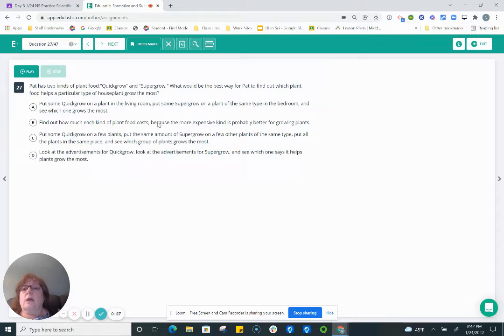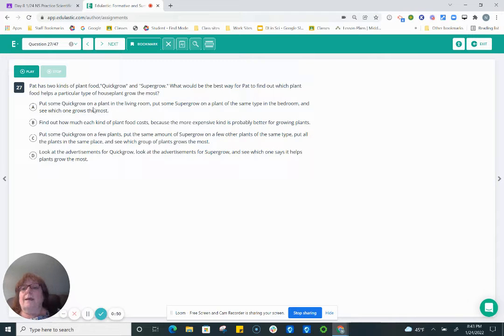Find out how much each kind of plant food costs because the more expensive kind is probably better for growing plants. Put some quick grow on a few plants, but put the same amount of super grow on a few other plants of the same type. Put all the plants in the same place, see which group of plants grows the most. Look at the advertisements for quick grow, look at the advertisements for super grow, and see which ones say it helps plants grow the best.